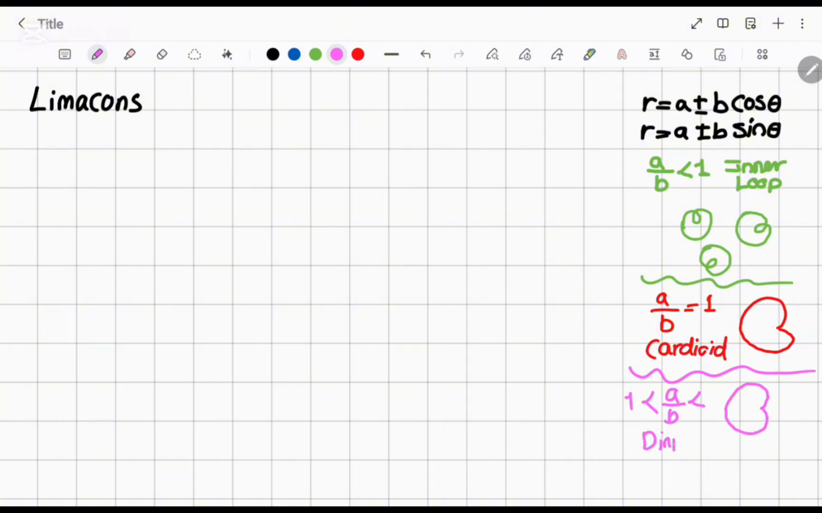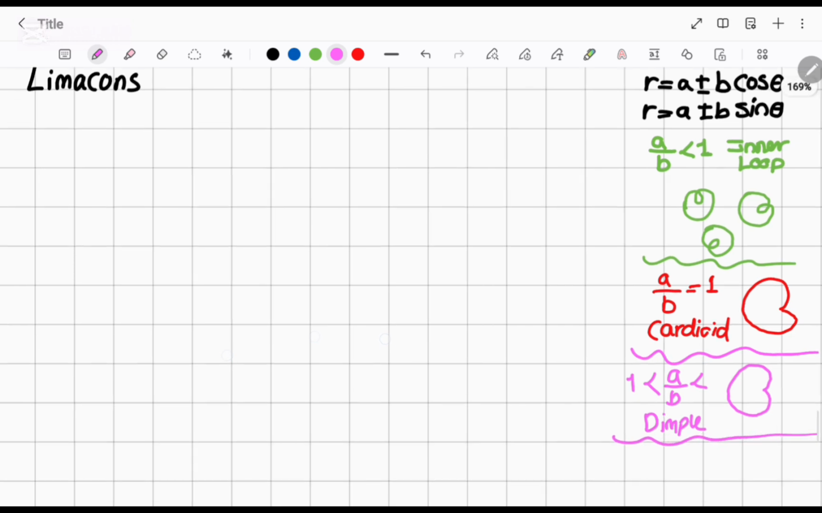Dimple, you're gonna get a dimple. And the last one: if a over b is greater than or equal to 2, you're gonna have a convex shape that looks like a circle, not a complete straight line, but not the same curve as the other part of the circle, and we call it a convex.